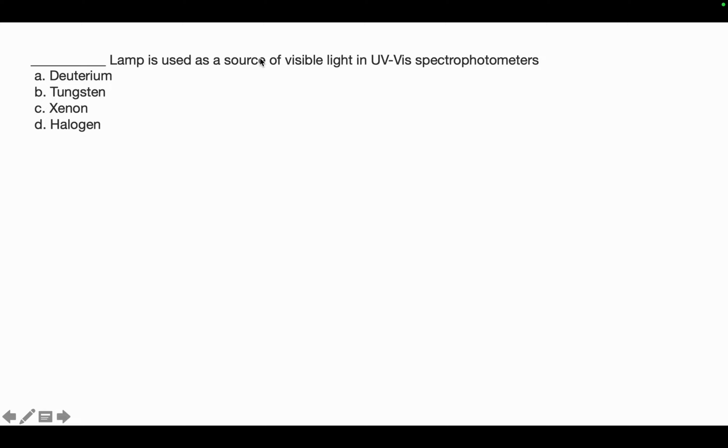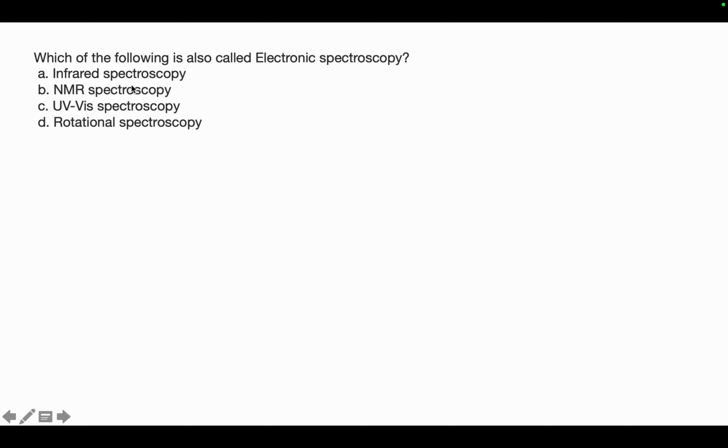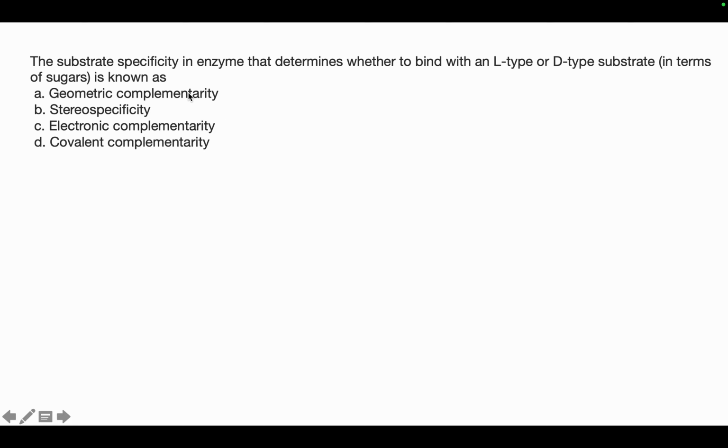Which lamp is used as a source of visible light in UV-visible? For visible light we generally use a tungsten lamp. So the answer is B, tungsten. Which of the following is also called electronic spectroscopy? Electronic spectroscopy is nothing but UV-visible spectroscopy. The substrate specificity in enzymes that determines whether to bind with an L type or D type of substrate in terms of sugar is because of stereospecificity. The correct answer is stereospecificity.